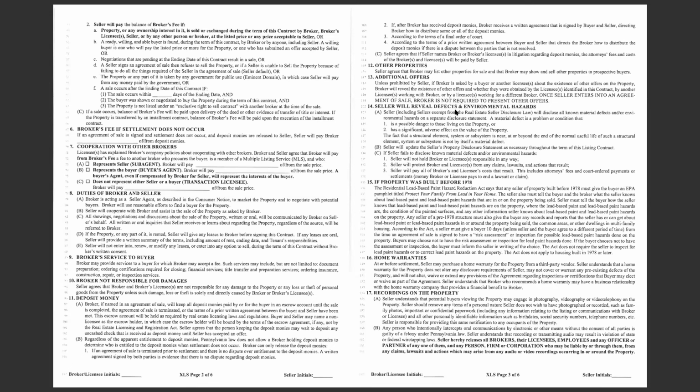Seller will reveal defects and environmental hazards. It is important that the seller does, I'm going to move this along a little bit here, reveal deficiencies and any defects to the property. There are laws in the state of Pennsylvania for seller disclosure laws. If the property was built before 1978, you have to disclose any lead that is known about, and you have to make sure everybody gets the pamphlet, Protect Your Family from Lead in the Home.